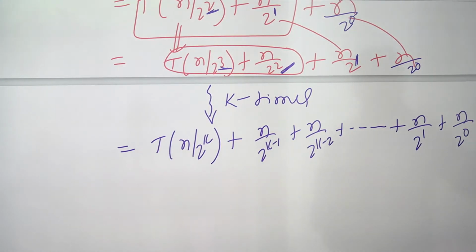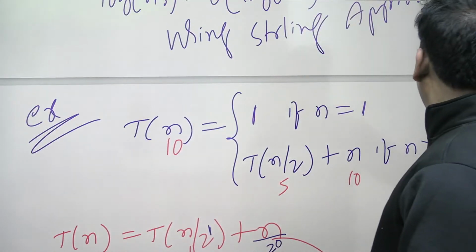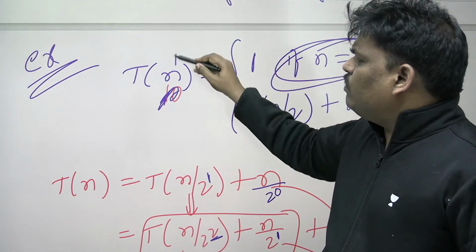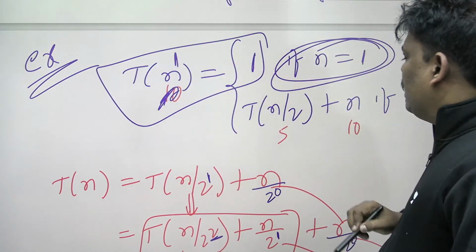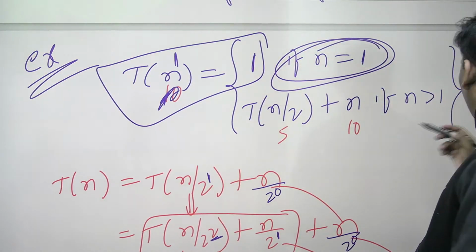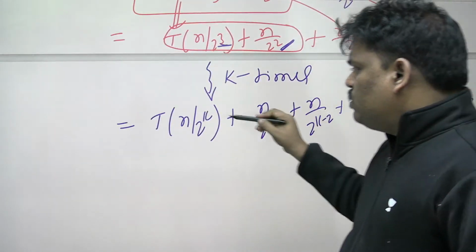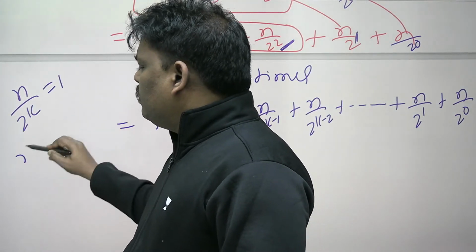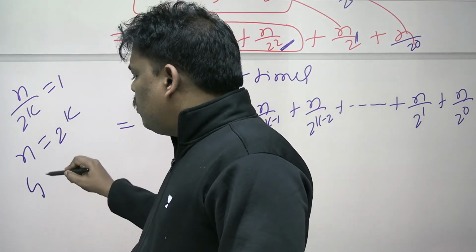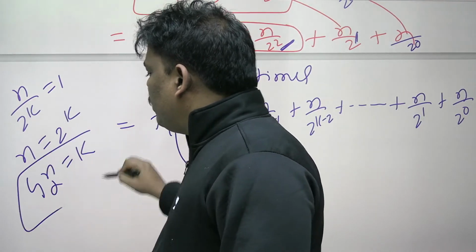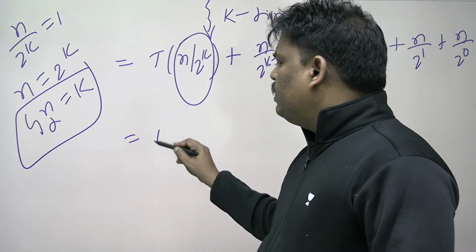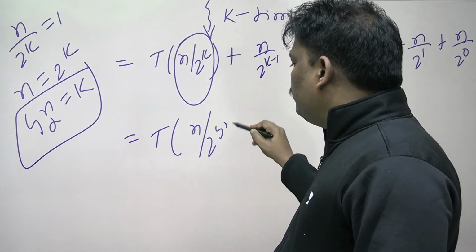Check properly. Next, what is the termination condition? Can you see the problem? When the n value is 1, T(1) is equal to 1. Careful, so this should be 1. Let me write: n by 2 power k is equal to 1, so n is equal to 2 power k, and log n base 2 is equal to k. So the k value is log n base 2. If you always divide by 2, log n will come. Substitute now. This became T of n by 2 power log n base 2.